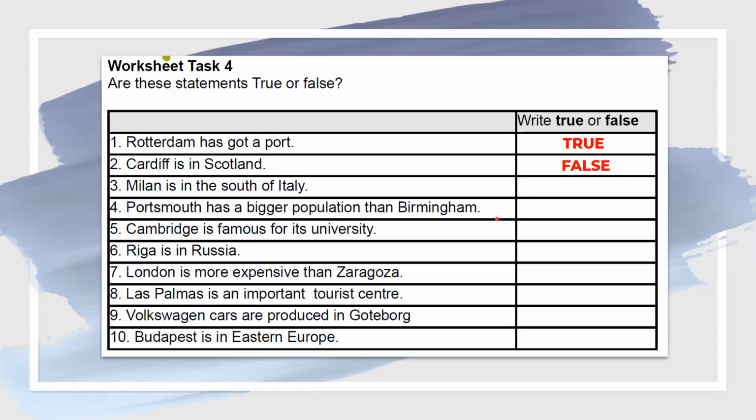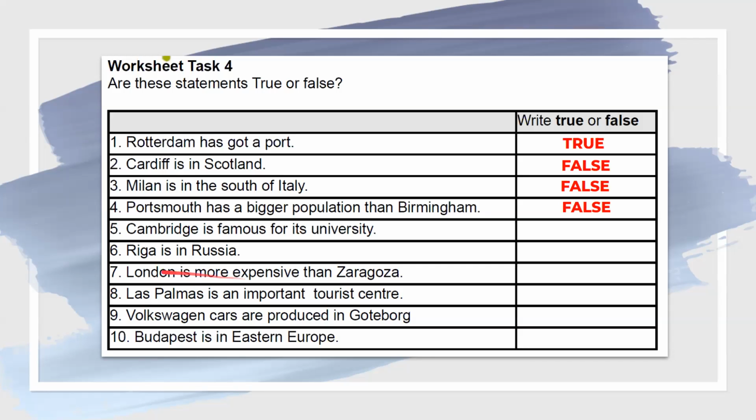So Juan wants to answer number 3, right? Milan is in the south of Italy. What's the answer to that one? That is false, right? It was not in the south, it was in the north. So let's continue with Johannes Martinez, number 4. Birmingham is bigger than Portsmouth. That's what they say.